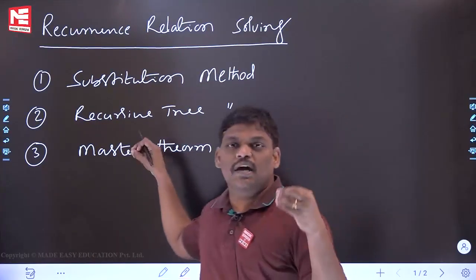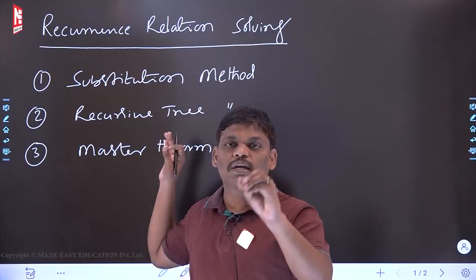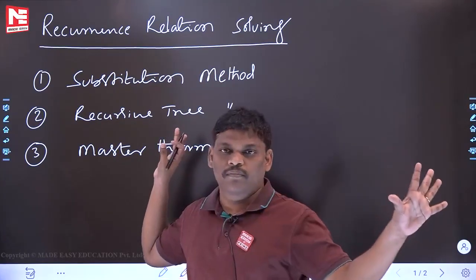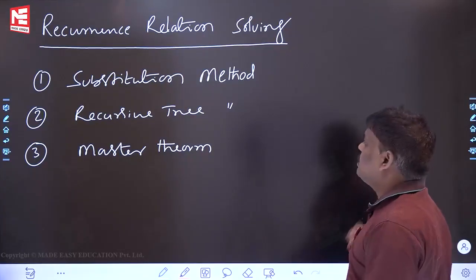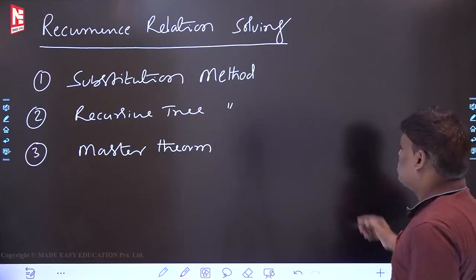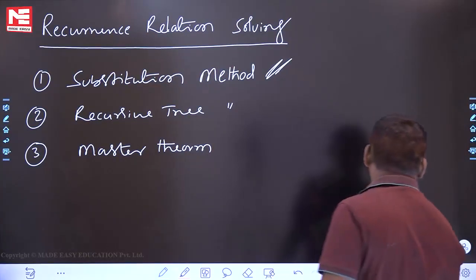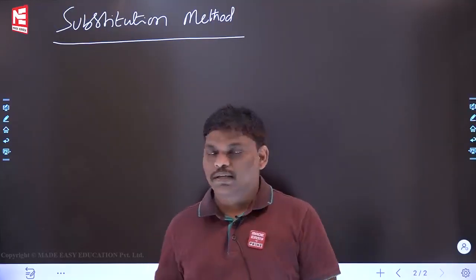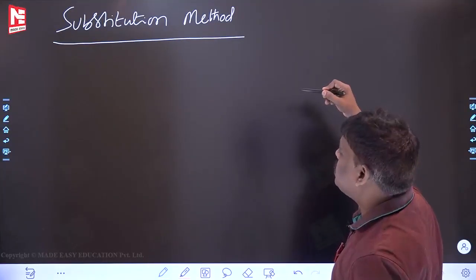Now, in this class, our goal is how to solve recurrence relations. This is your only goal. Think about this only: recurrence relation solving, three methods: substitution method, recursive tree method, master theorem. Let's go to the first one. Substitution method, how? I will explain. Substitution method is nothing but substituting the given function repeatedly until the given function is removed.